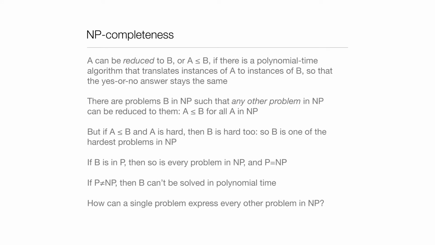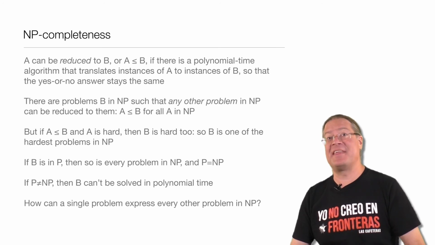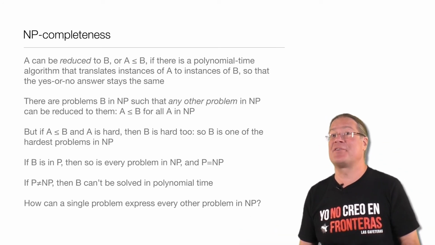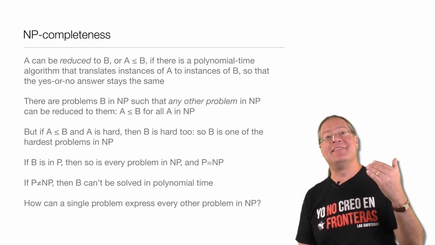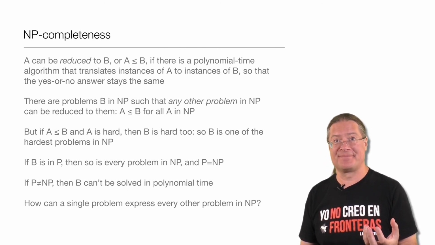So, if you'll grant me for a moment that there is such a thing as an NP-complete problem, then it's kind of all or nothing. Either that problem can be solved in polynomial time, but then every problem in NP can be solved in polynomial time, and P and NP are the same. Or P and NP are different, and that problem really requires more than polynomial time.